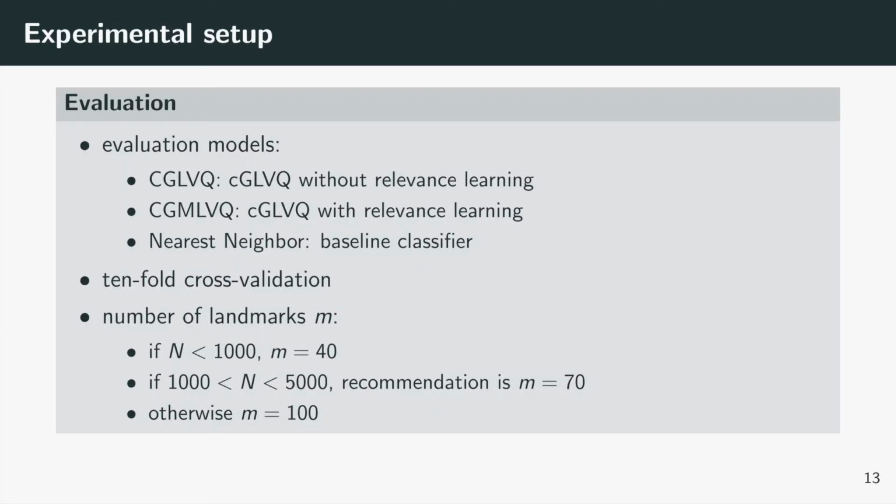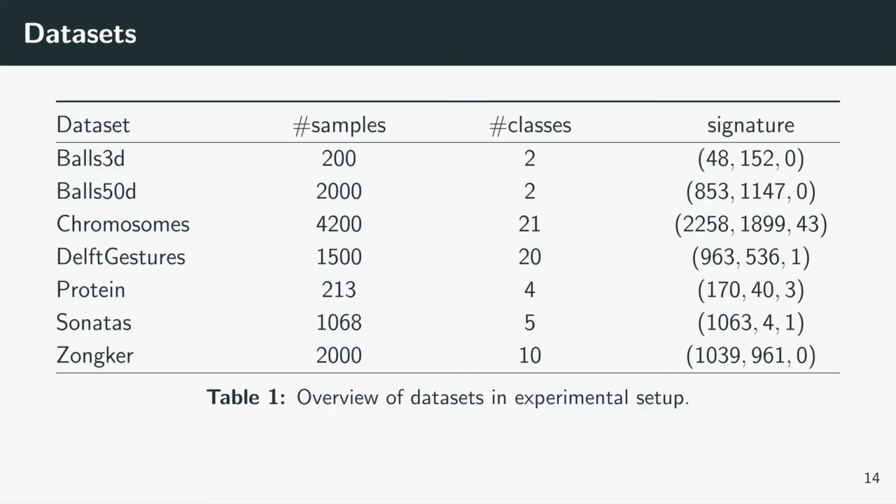We tested 3 classification models, the LVQ method without relevance learning, the LVQ method with relevance learning, and as a baseline classifier, a nearest neighbor for complex-valued data. We tested these 3 models in tenfold cross-validation with the same landmark selection scheme shown here. These 3 classifiers were tested with these 7 data sets. Here we see they are of different sizes and different class constitutions, both binary class and multi-class classifications.